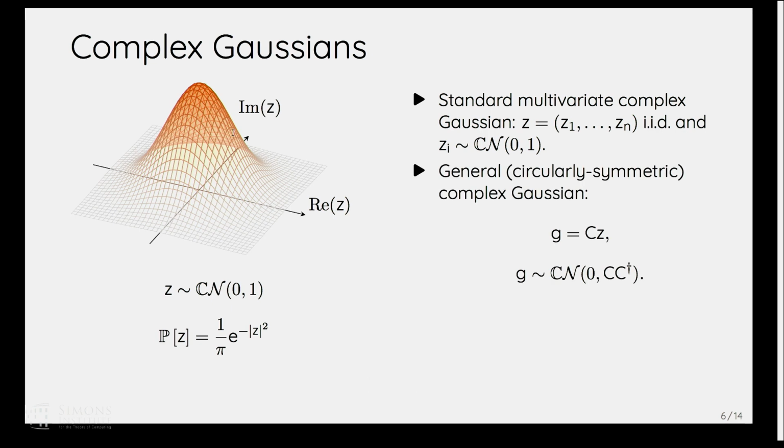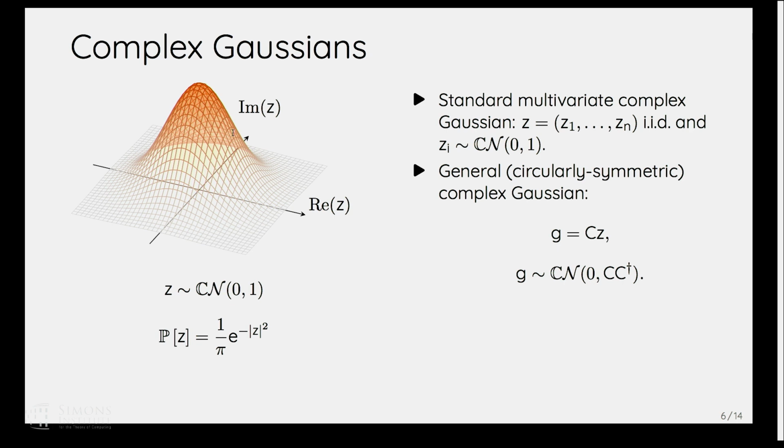So more complicated Gaussians, you can get them as linear transformations of these. Okay? So if you apply a complex matrix C to these standard complex Gaussians, you would get a complex Gaussian, which is sometimes called a circularly symmetric complex Gaussian. I'm not going to go into the details of what that means, but these are the Gaussians that we are going to be dealing with. So just linear transformations of the standard complex Gaussian.